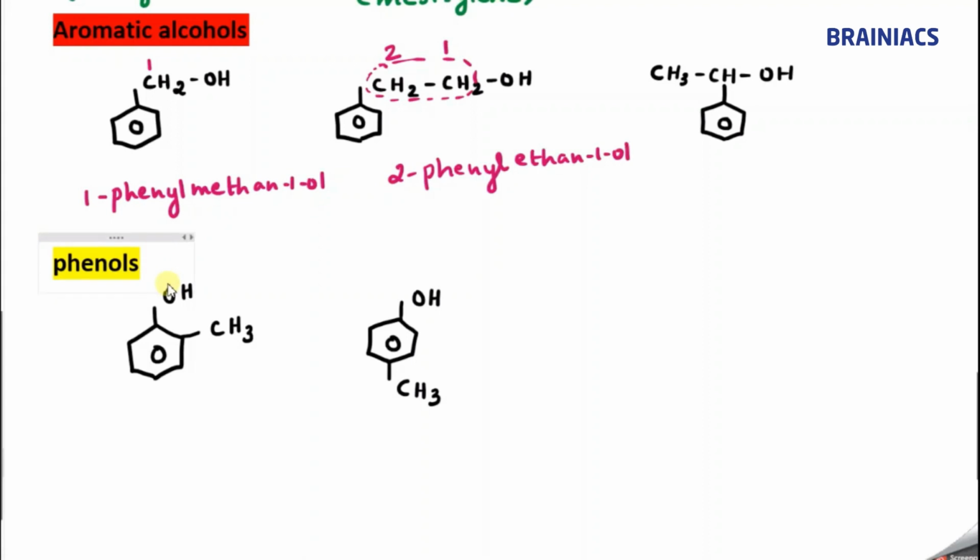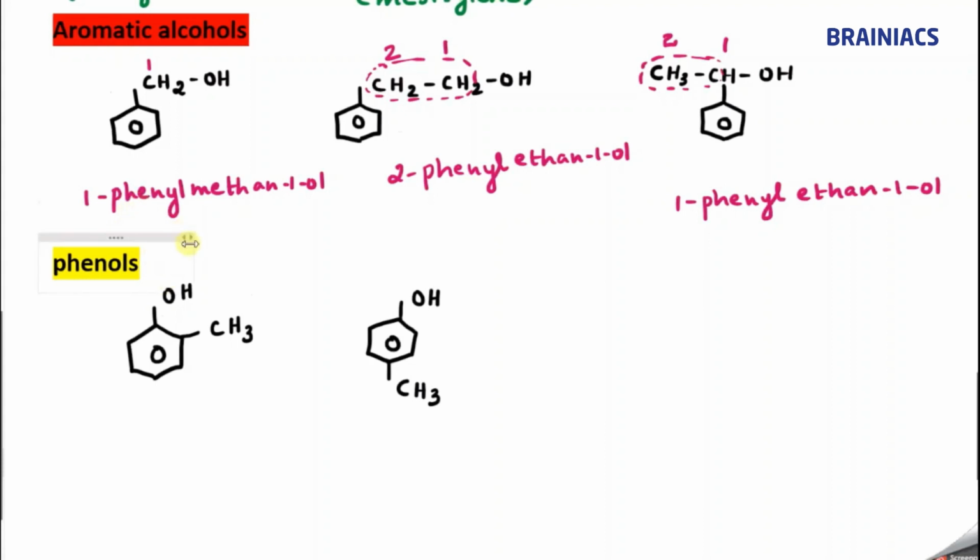Now what about this one? Again I am connecting, this is my parent chain, so this is 1 and this is 2, so I can say 1-phenyl, correct, 1-phenyl ethane 1-ol, 1-phenyl ethane 1-ol. Okay.